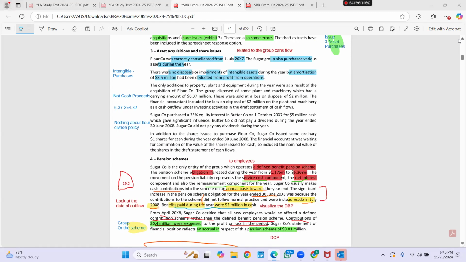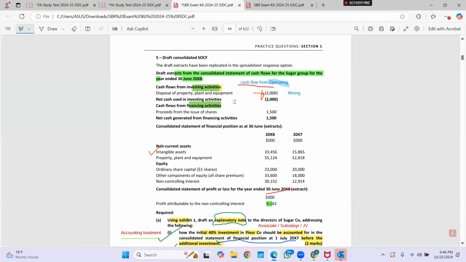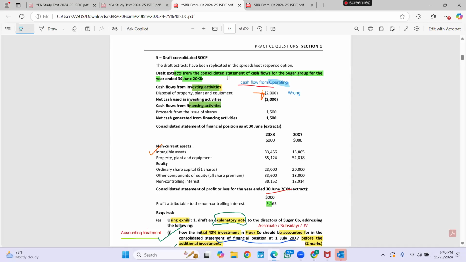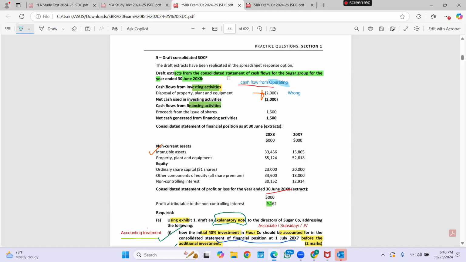Okay, let us go and finish off intangible assets. Sorry, I forgot to remove all of this. Let me do it freshly with you. But I need your help. Opening balance was 15,865. Closing balance was 33,456.